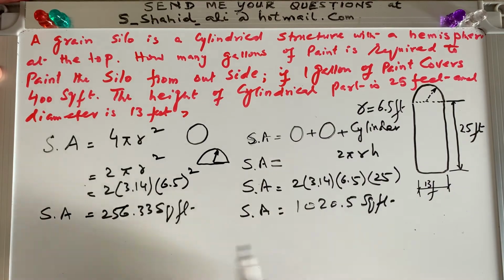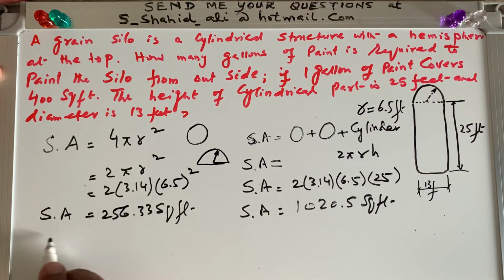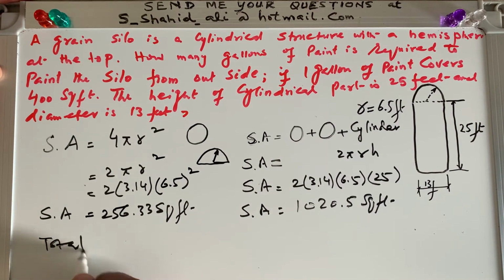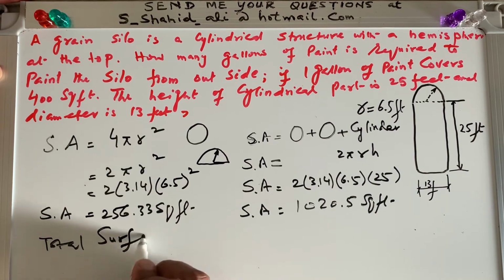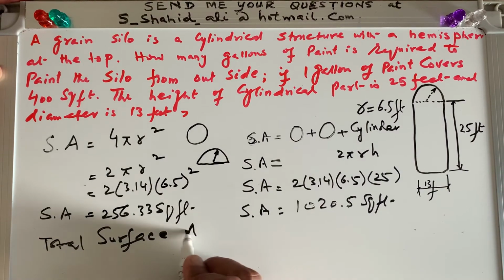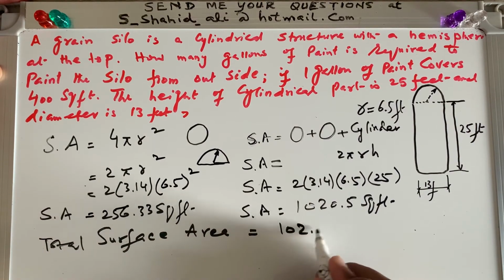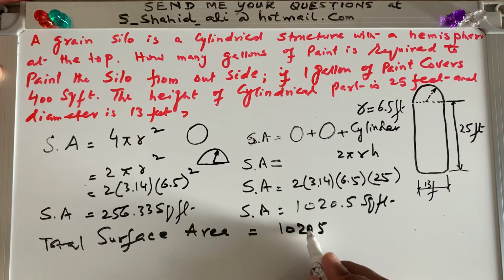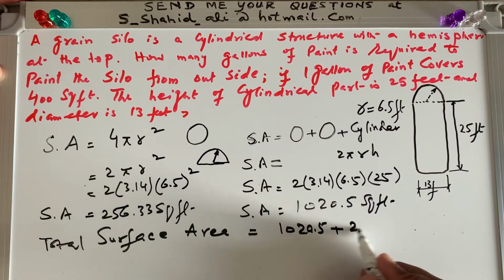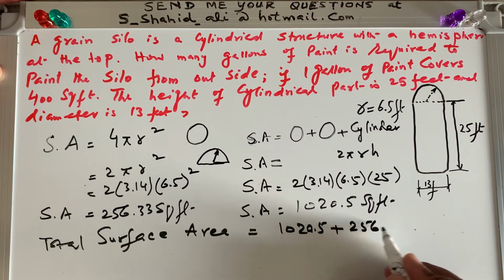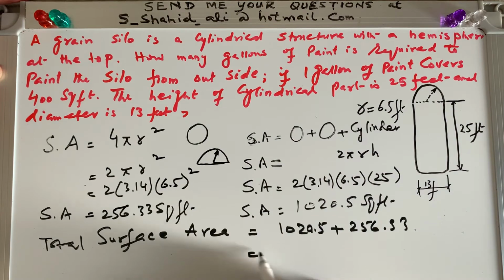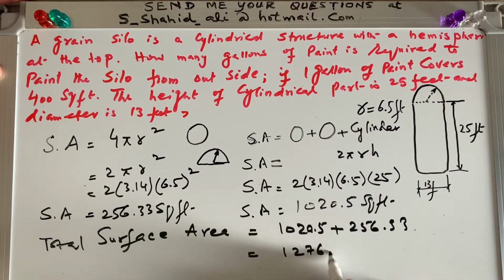Now I have two surface areas, so I have to get the total surface area. The total surface area which we need to paint is 1020.5 plus 256.33, which equals 1276.83.